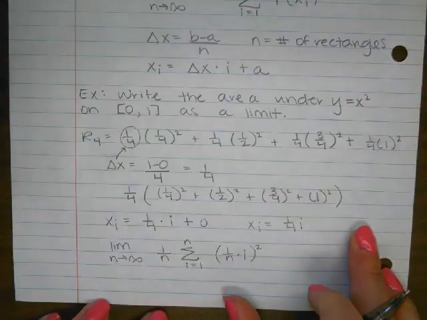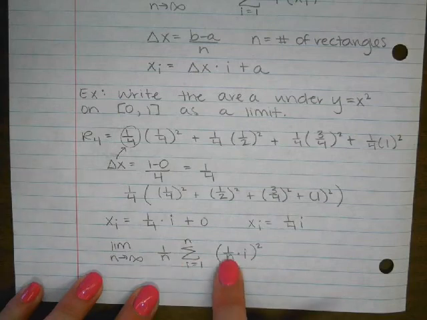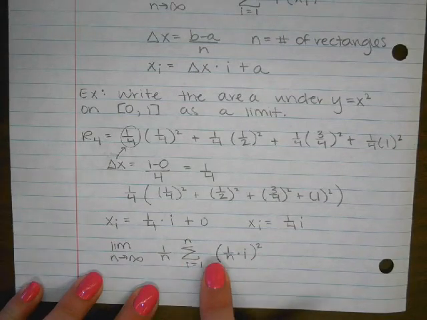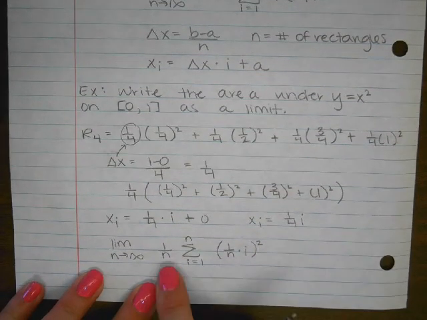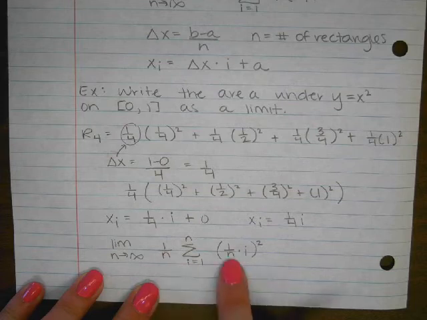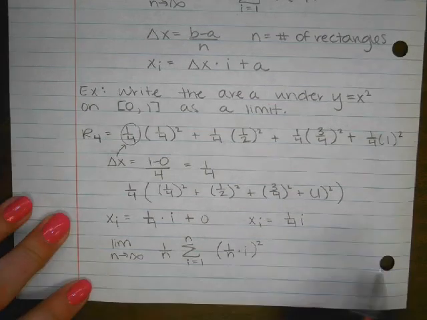So for us to do 4 rectangles, we use a 4 here and a 4 there. And we plug in 1 for i, then 2, then 3, then 4. And that gives us our 4 terms. If we did 6 rectangles, we would do 6 here and 6 there. And we would have 1/6, 2/6, 3/6, 4/6, 5/6, and then 6/6. So this is how we write this as a limit.